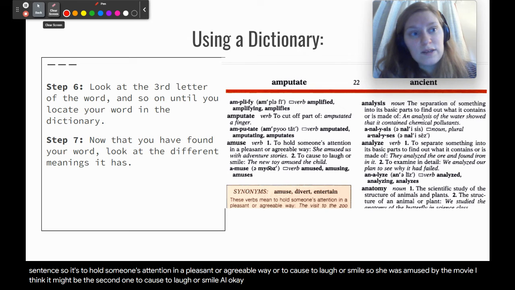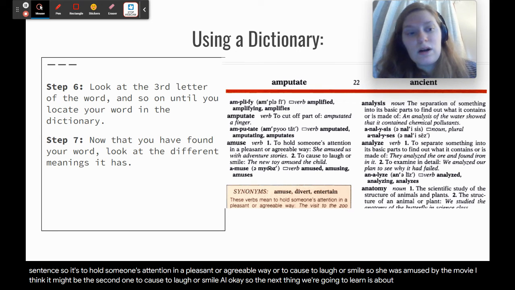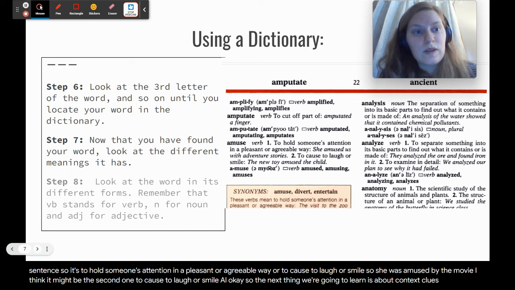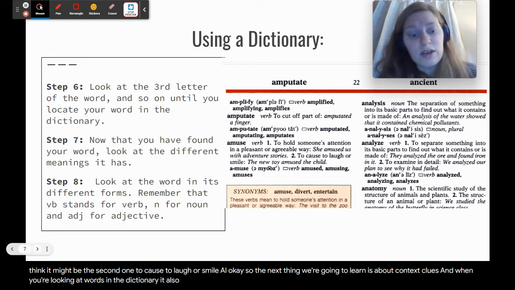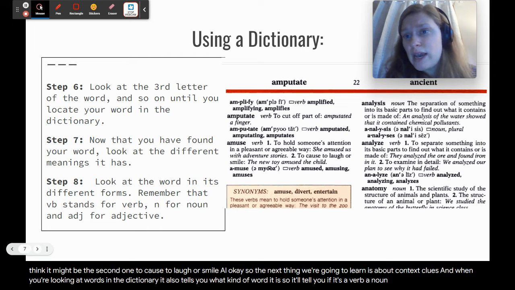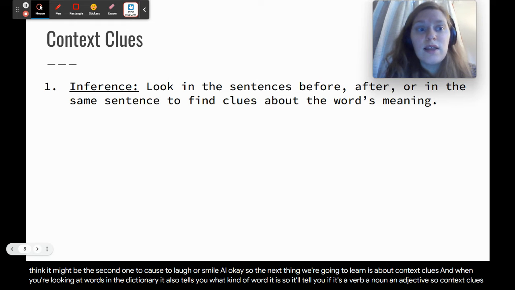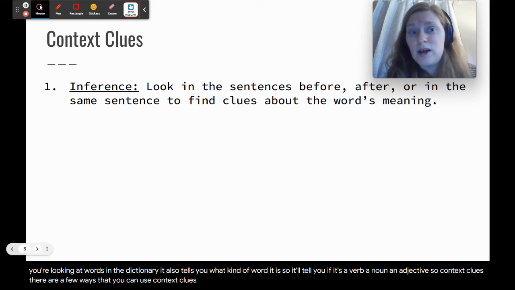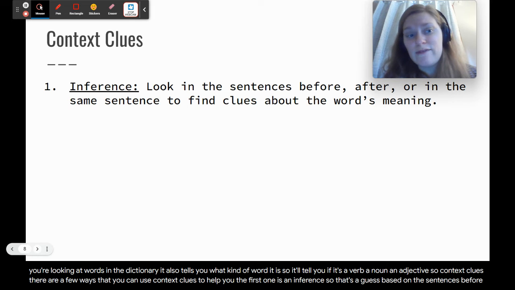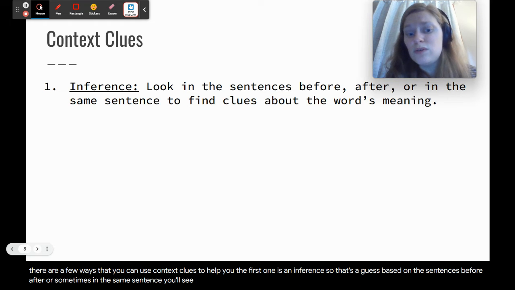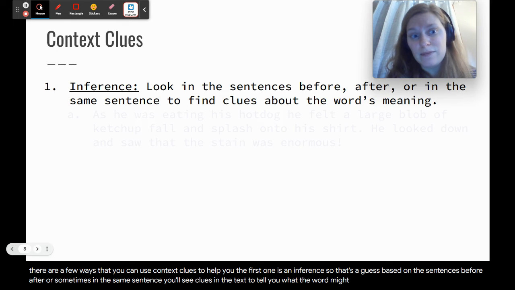Okay, so the next thing we're going to learn is about context clues. Oh, and when you're looking at words in the dictionary, it also tells you what kind of word it is. So it'll tell you if it's a verb, a noun, an adjective. So context clues. There are a few ways that you can use context clues to help you. The first one is an inference, so that's a guess based on the sentences before, after, or sometimes in the same sentence, you'll see clues in the text to tell you what the word might mean.